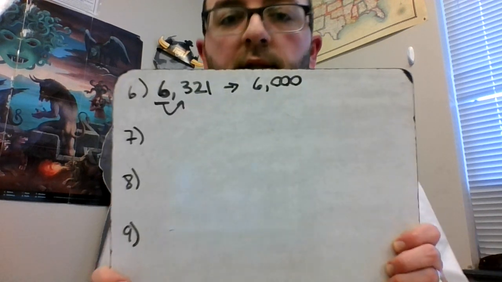So our first number is 6,321. The 6 is in the thousands place. To the right of it is a 3, 4 or less, let it rest. This is closer to 6,000 than it is to 7,000.